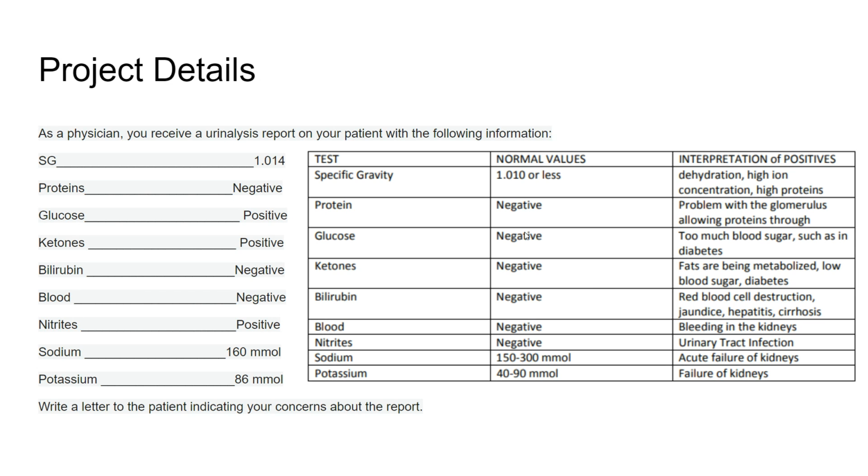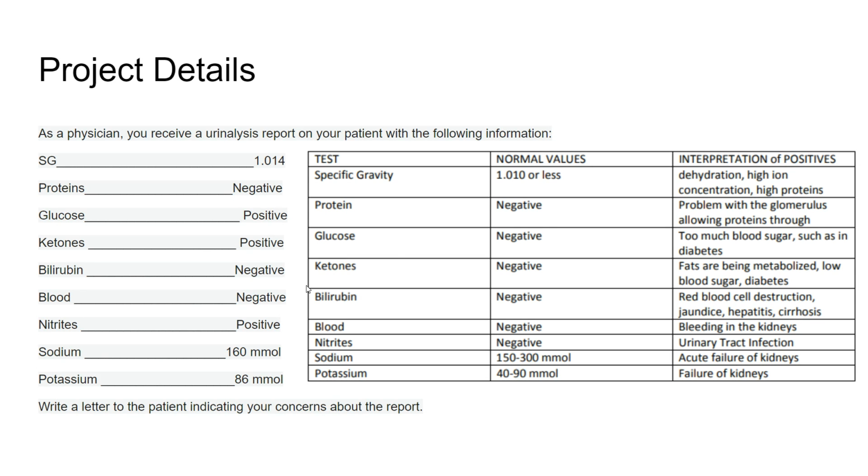But again, looking at these two things that were positive, the glucose and the ketones, is a big indicator to me that there's probably some diabetes going on, too much sugar in the blood, and because of that, they could be using fats to metabolize and to take care of that. So if it was me, I would write a letter to this patient stating, number one, make sure you drink plenty of water, and number two, let's make sure we get you tested for diabetes.